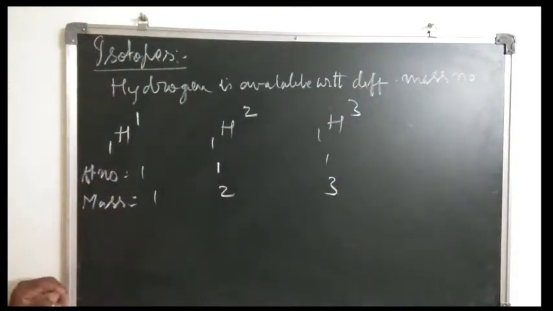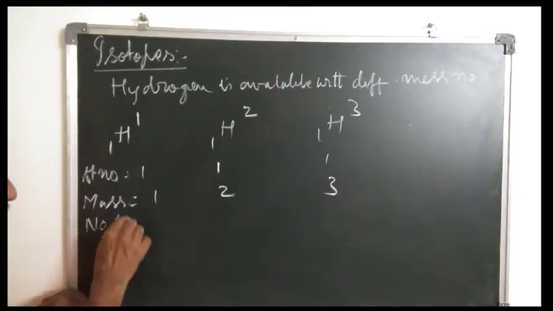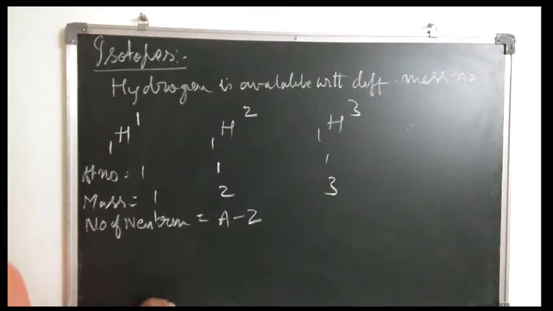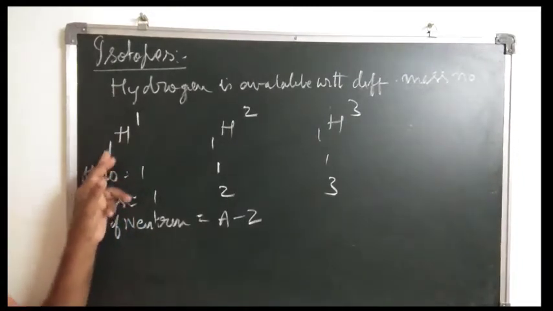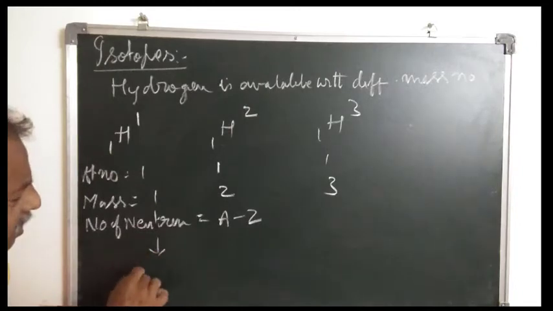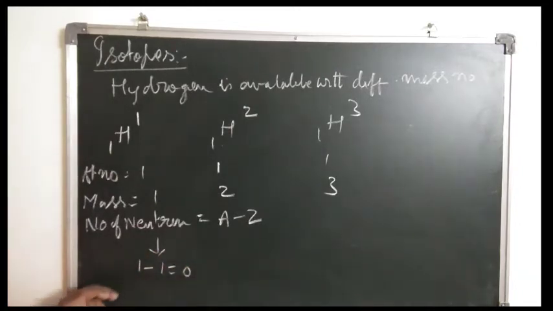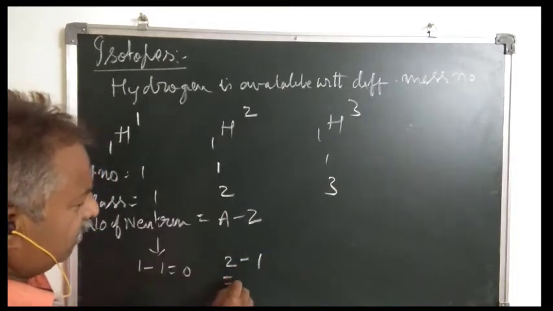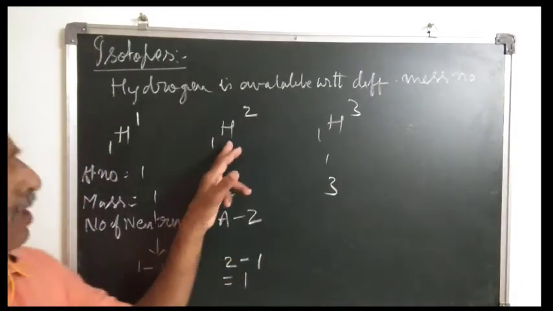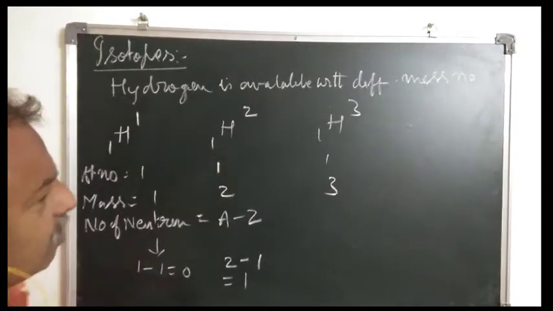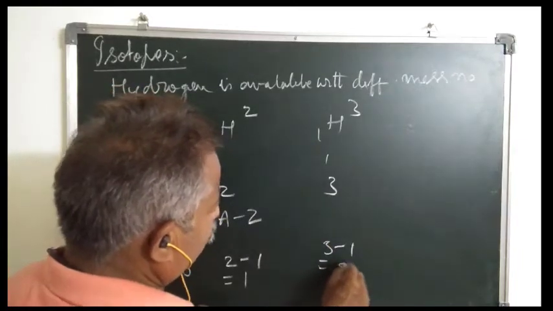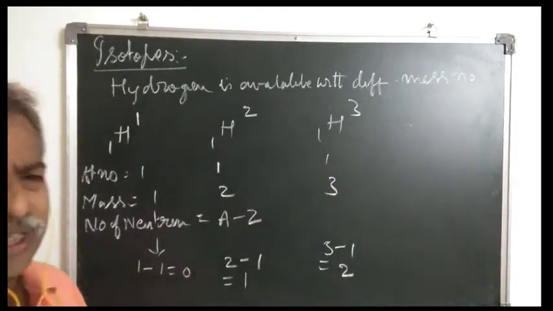Right. Now, how do we find the number of neutrons? Number of neutrons equal to A minus Z. See here, atomic number is 1, mass number is 1. So here A minus Z, 1 minus 1 equal to 0. That means this does not have any neutron. Coming to here, mass number is 2, atomic number 1, therefore it has 1 neutron. This atom has 1 neutron. Coming to here, mass number is 3, atomic number is 1, therefore it is 2. This atom has 2 neutrons.